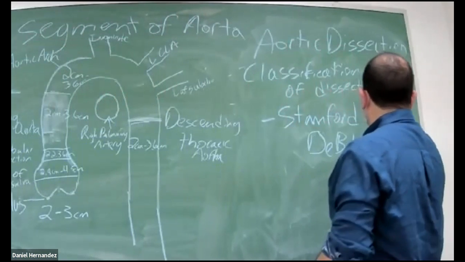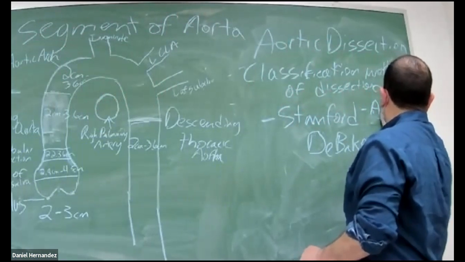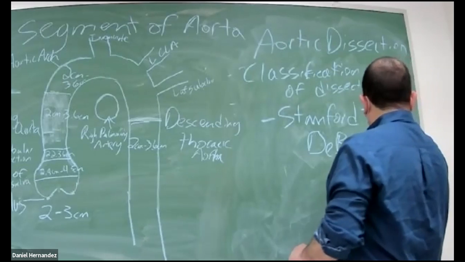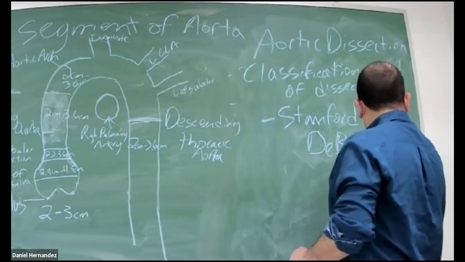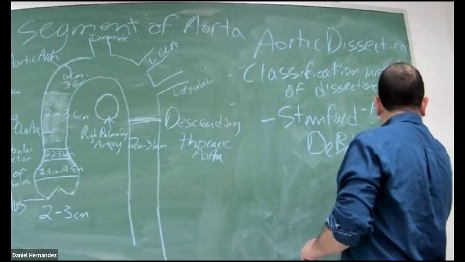Stanford is broken up into A and B. DeBakey, we have 1, 2, 3.